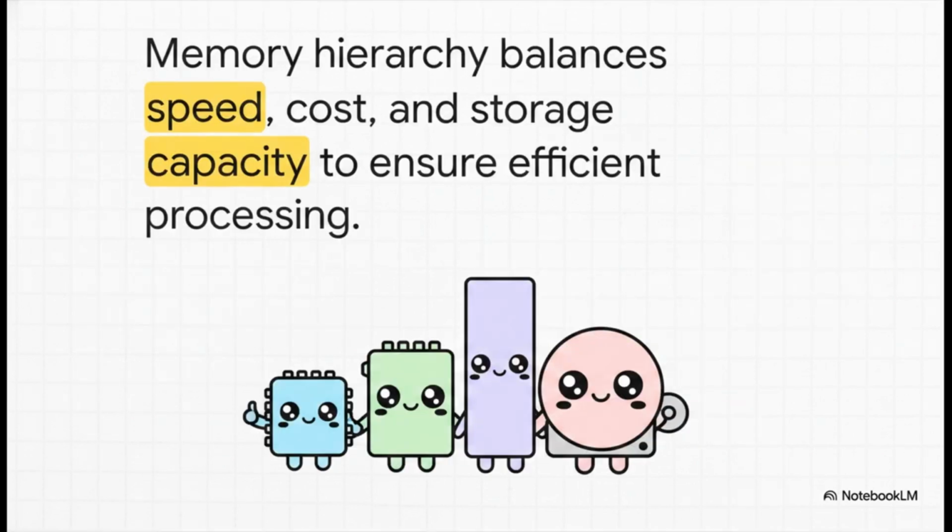So, to wrap up the conceptual part of our lesson today, memory hierarchy is simply the structured organization of different memory types. It finds that perfect sweet spot, balancing speed, cost, and storage capacity to give us highly efficient processing. It literally allows your computer's CPU to instantly grab data from the nearest available memory level, which keeps your whole system running as smoothly and swiftly as possible.